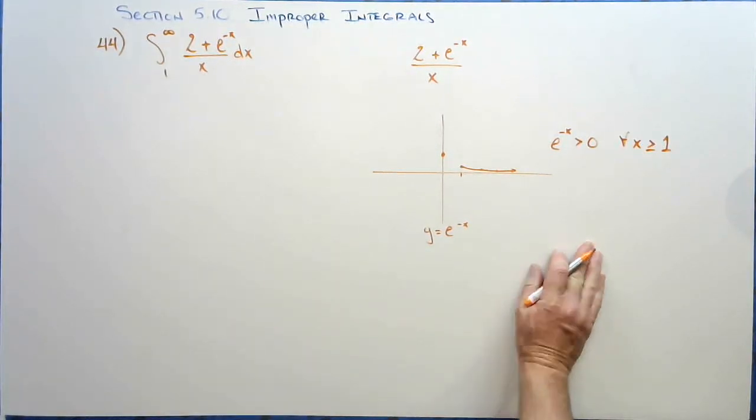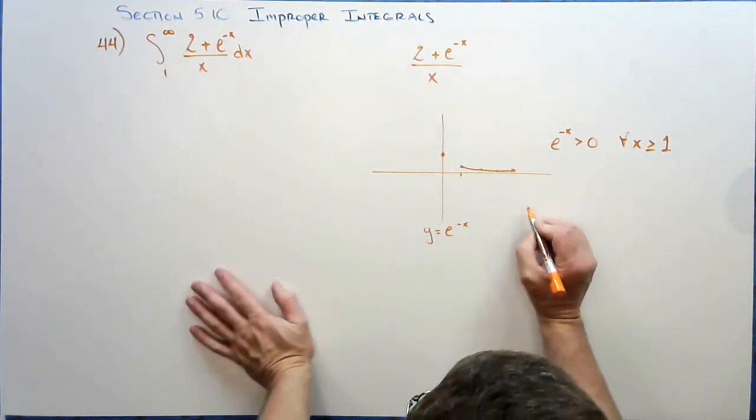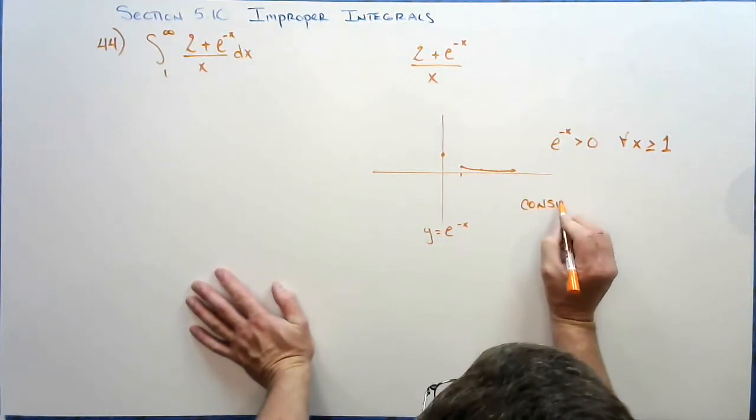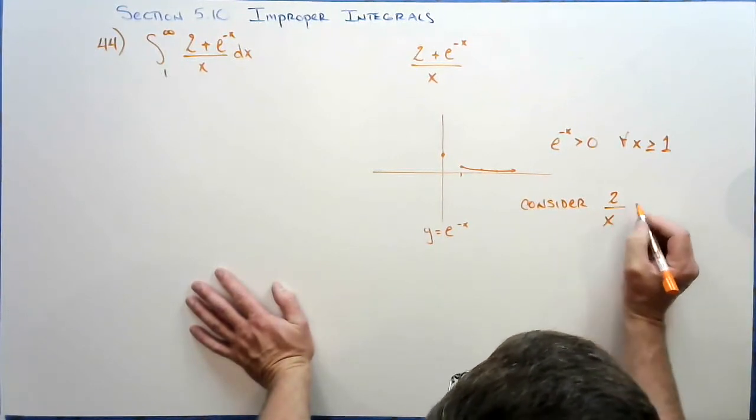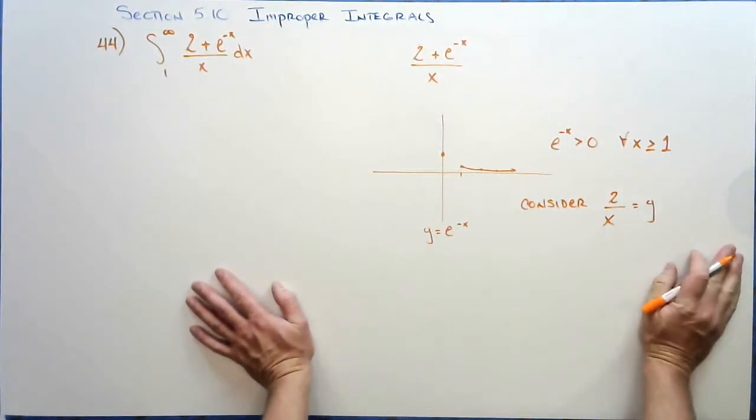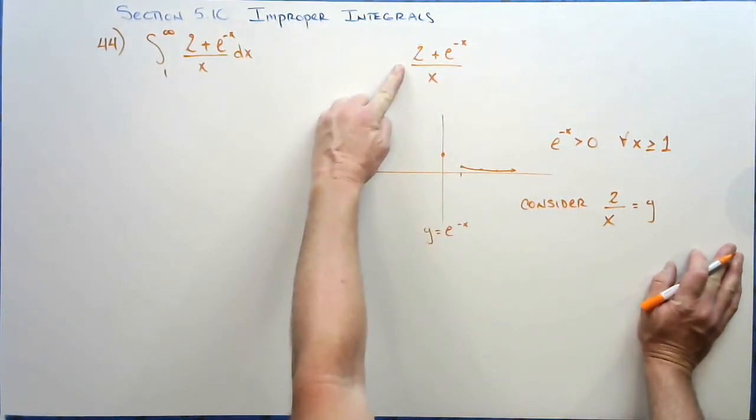Now, how is that significant to me? Well, remember, our goal here is to find something to compare our function to. And we want to find something that's relatively simple, first of all, because we have to be able to integrate it, and something that we can analyze and compare to our function. If we consider the function 2 divided by x, what can we say about this function relative to this function?